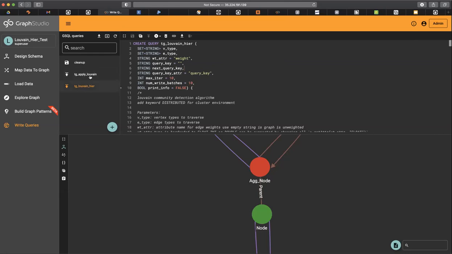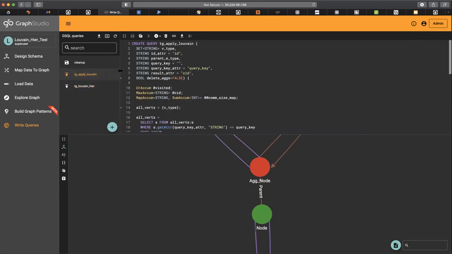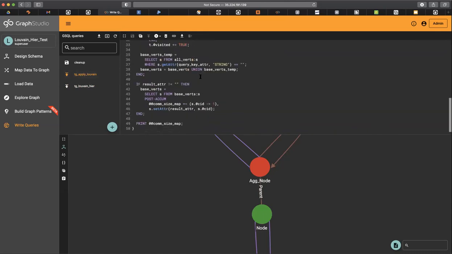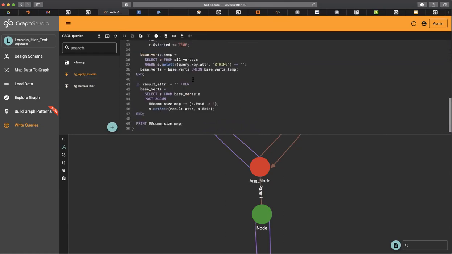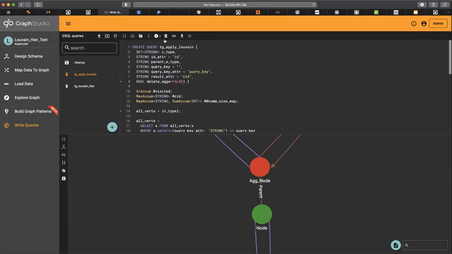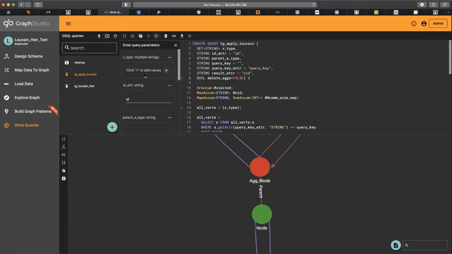Once you run this algorithm, you can choose to apply the results. Maybe I'll just run this query because it runs a bit faster, so that's a bit easier to demonstrate for a demo. But once again, we have vertex type and all these parameterized things. And what this query will print out is the summary statistics of the algorithm. So it'll show us all the clusters that we've generated and the sizes of those communities.